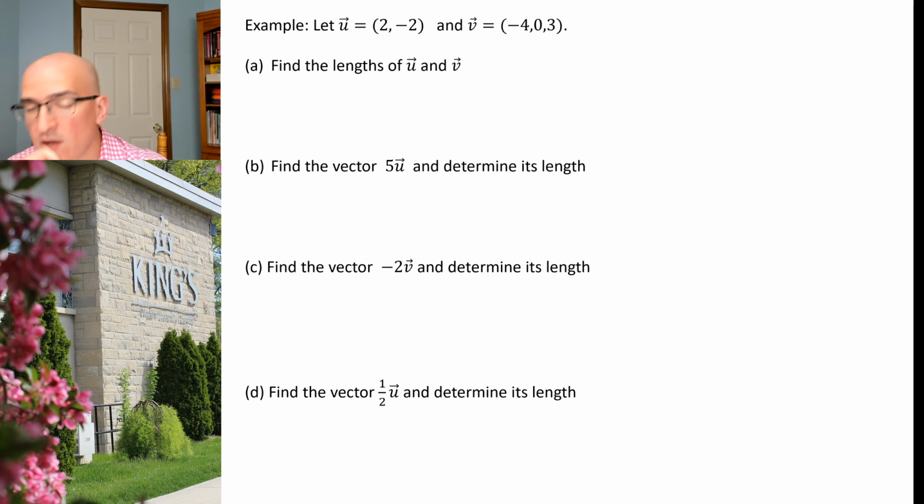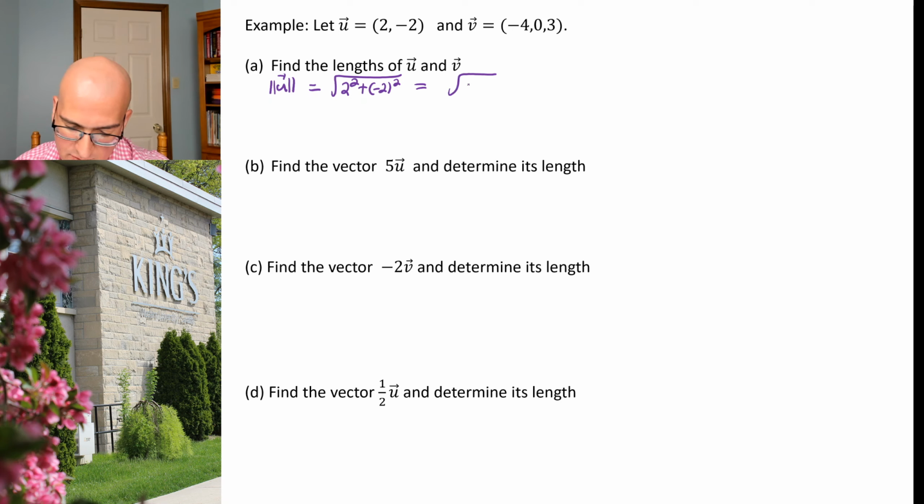Okay. The next set of problems are operations based on those definitions of length and scalar multiplication. So part A, review from the second video: find the length of u and the length of v. Just go through those again. So the length of u, double bar u, is the square root of 2 squared plus -2 squared. So the square root of 4 plus 4, square root of 8.